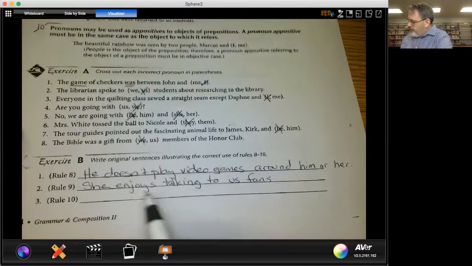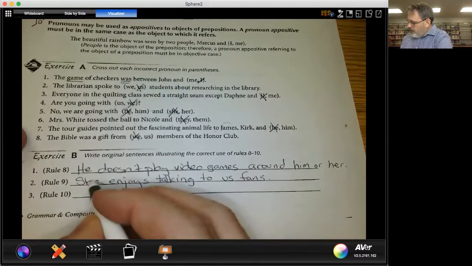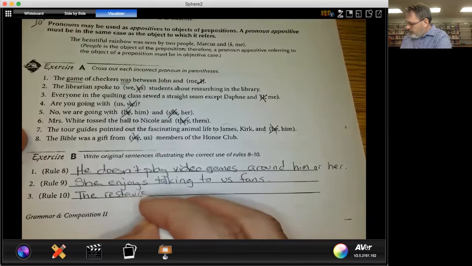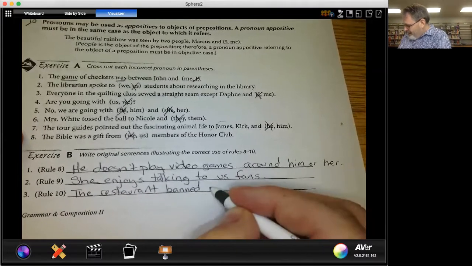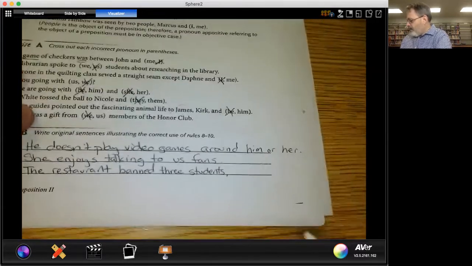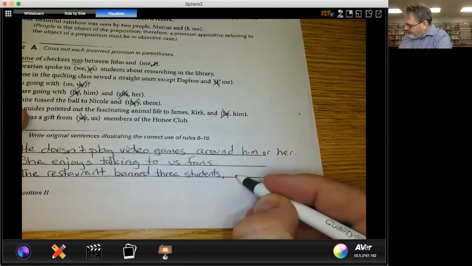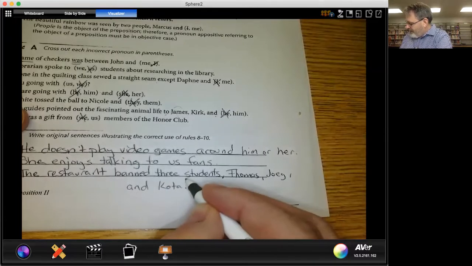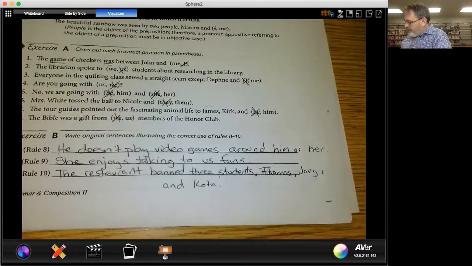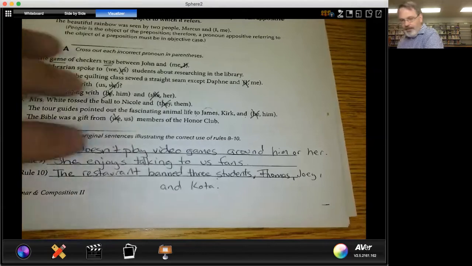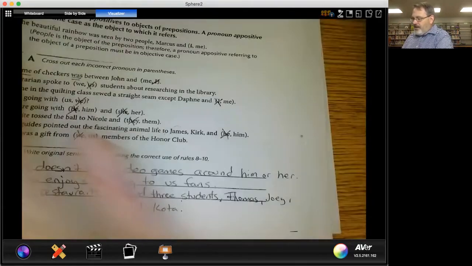So let's do the restaurant banned three students, let's do Thomas, Joey, and Coda. Isn't that a funny sentence? All right, so yeah, that's a T. The restaurant banned three students, comma, and then the appositive is Thomas, Joey, and Coda. Surely not. They banned all people right now, didn't they? Okay, there you go. That's all of this assignment.